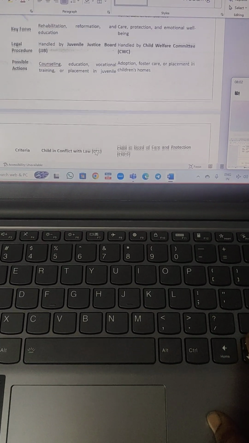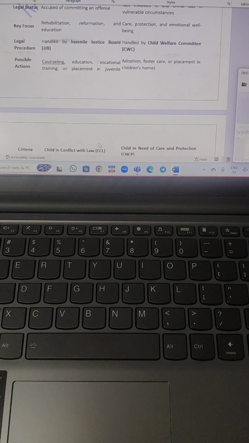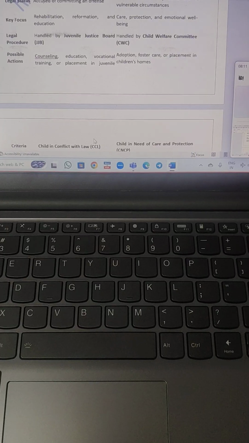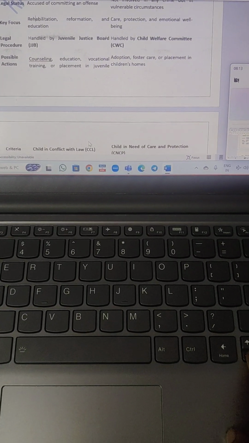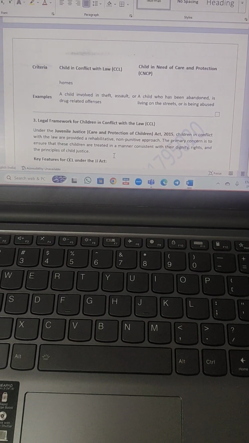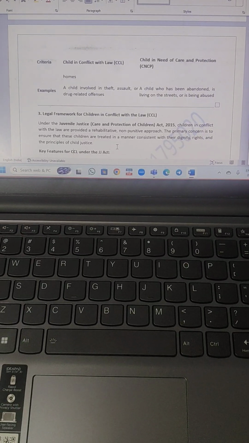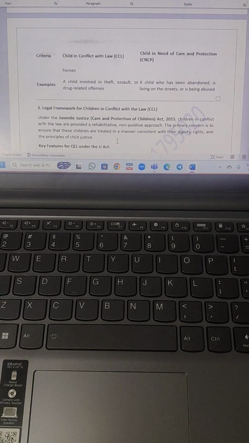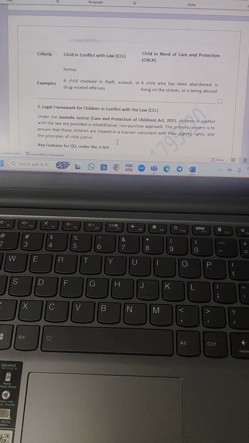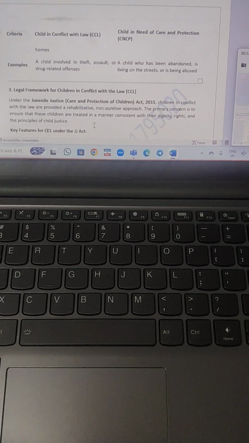Now what are the possible actions? Counseling, education, vocational training or placement in juvenile homes. Here adoption, foster care, placement in children's home. Now what are the criteria? First criteria is children in conflict with law. Second, children in need of care and protection. Example, a child involved in theft, assault or drug related offences. A child who is abandoned and living on street or is being abused. Okay.